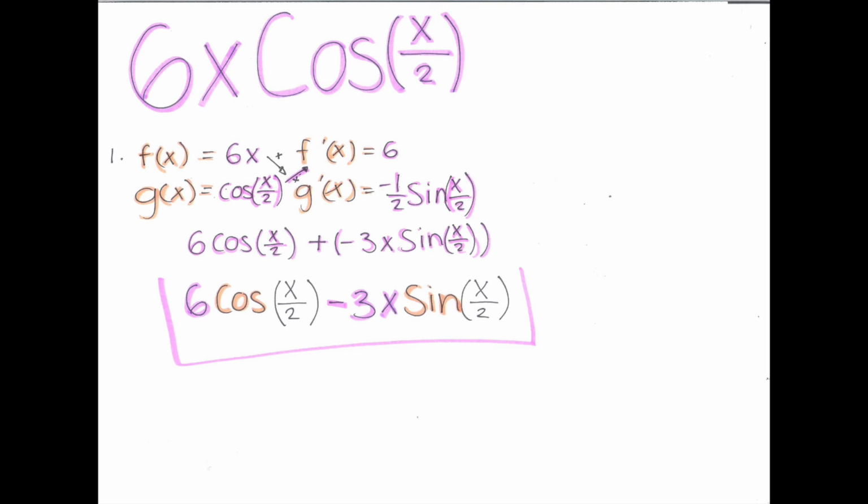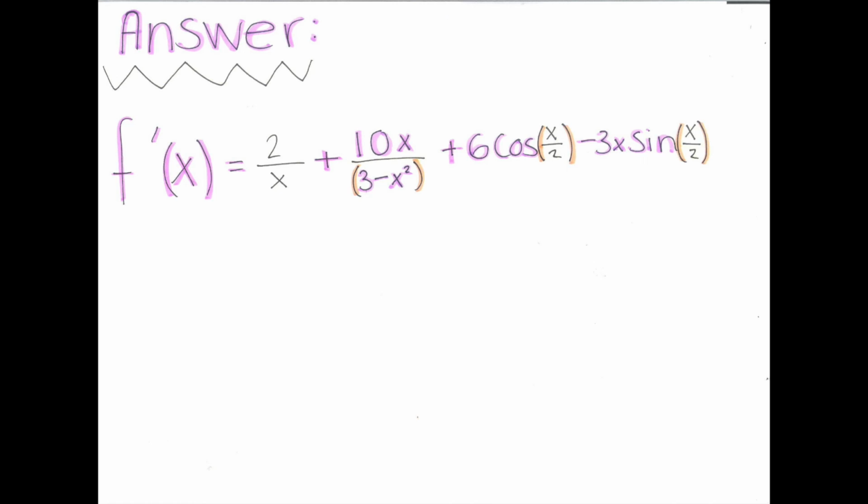And the final answer of the first ln property and the cosine function will be 2 divided by x plus 10x divided by (3 minus x squared) plus 6 cosine x divided by 2 minus 3x sine of x divided by 2.